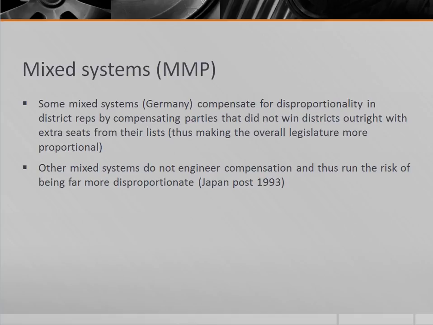Okay, there are other mixed systems, though, that don't compensate in this way. And those systems are much more disproportional. They look a lot more like the United States and the United Kingdom than they look like Sweden or Denmark. So these systems, like Japan after its 1993 electoral reform, have the same system as Germany, but they don't compensate, which means that small parties are represented but are much smaller. And they're represented in a much smaller proportion than their aggregate vote totals in some cases might suggest. Well, assuming they can't win any districts.